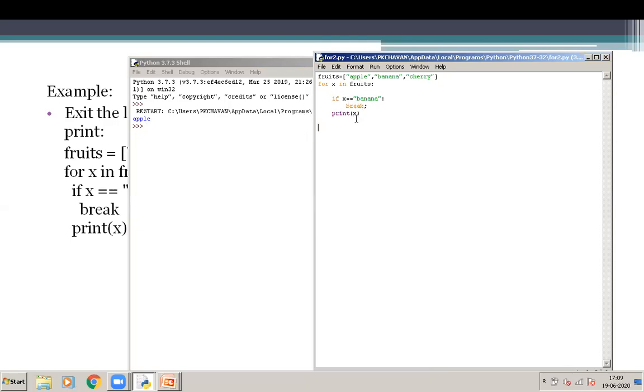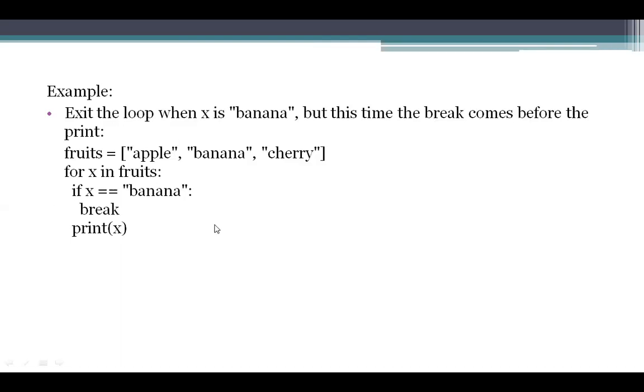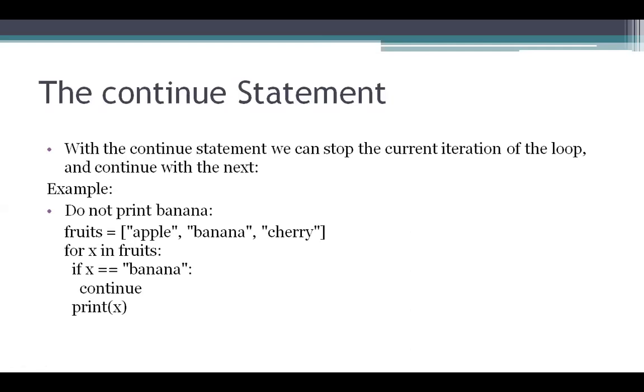In the next iteration, what happened? X has a value banana, and we are checking with the if statement. We are applying the break. So that's great thing. And let's move to the next example. That is continue statement. If you don't want that particular element to get printed, so that also we can do it here.